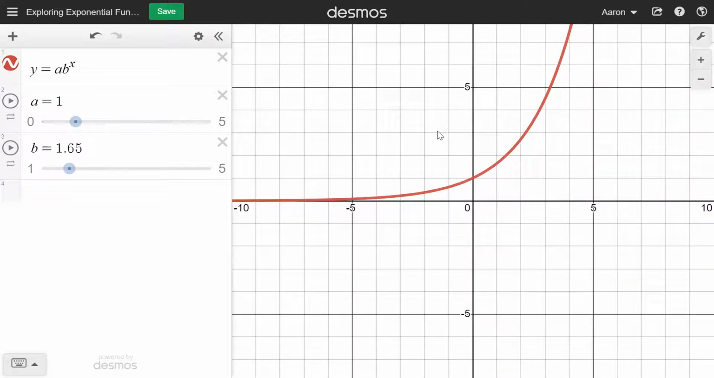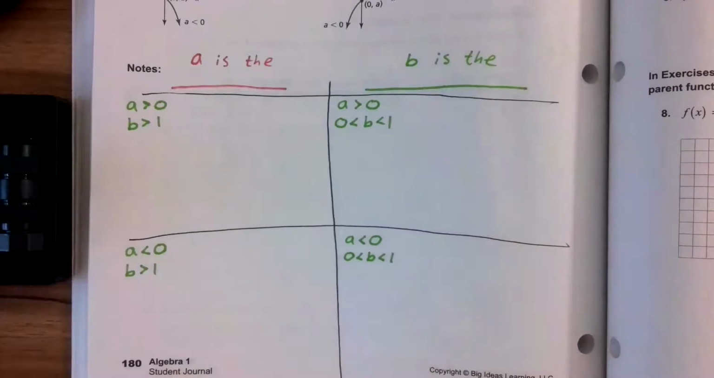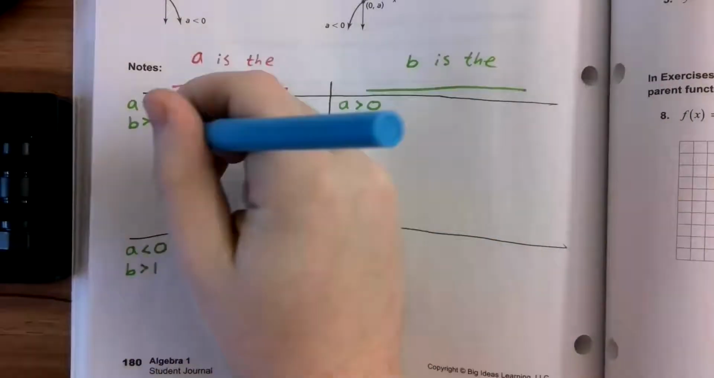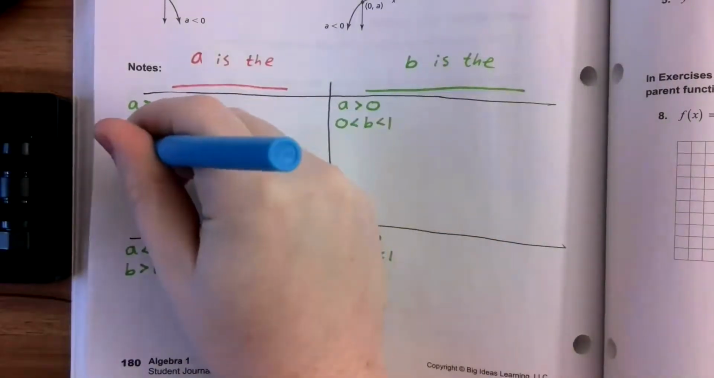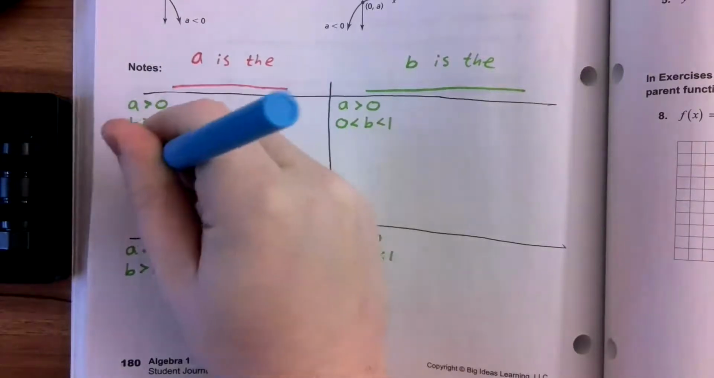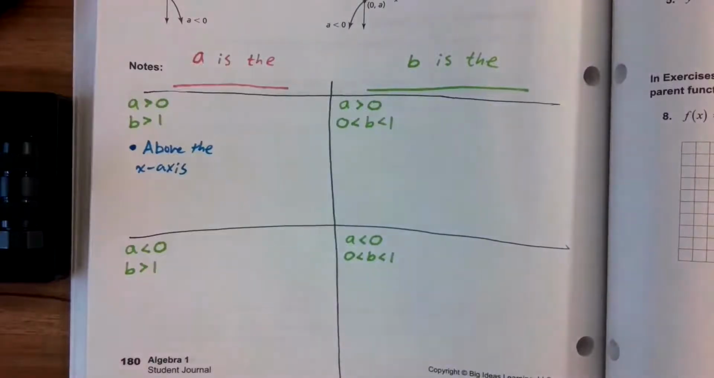Before we do, I want us to jump back to the notes just for a quick second. If we go back to our notes page, in the first box, you'll see that we've talked about this exact situation. Our a value was positive, our b value is bigger than 1. Well, we noticed a couple of things. Our graph was located above the x-axis, for one thing. It was always positive. It never dipped below the x-axis.